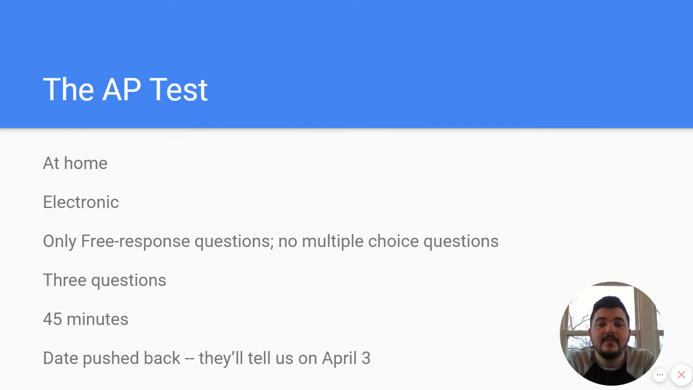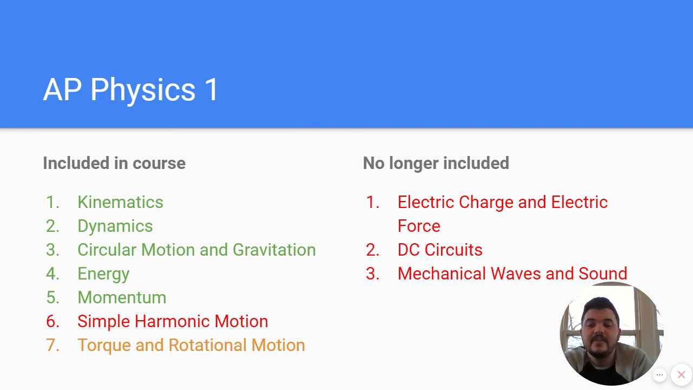The next couple of slides will talk about the changes to the content on each of the 3 tests that I have students taking. AP Physics 1, what will be included in the test or on the course will be kinematics, dynamics, circular motion and gravitation, energy, momentum, simple harmonic motion, torque, and rotational motion. No longer included on this test are electric charge and electric force, DC circuits, or mechanical waves and sound.